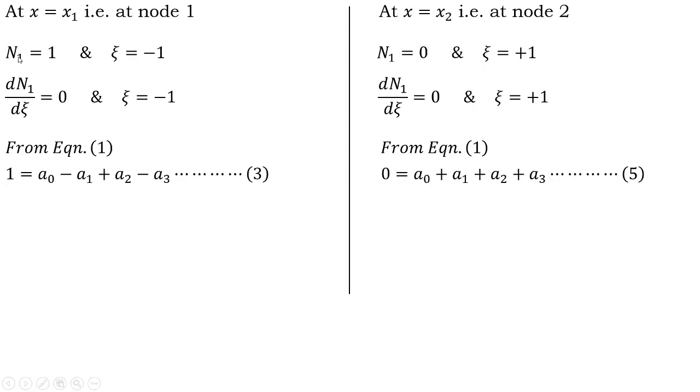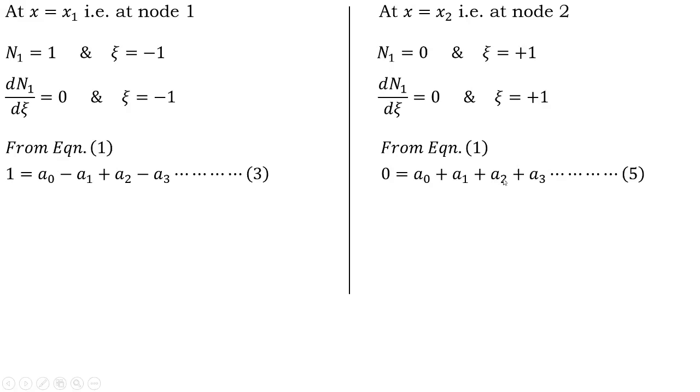So when I substitute n1 is equal to 1 in equation number 1, I'll get 1 is equal to, so as I have the value of zeta is minus 1, this is constant a0 and this is associated with zeta, therefore I'll get a negative sign, and this is associated with zeta square, therefore I'll get a positive sign, and this is associated with zeta cube, therefore once again I'll get a negative sign. So this is my equation number 3.